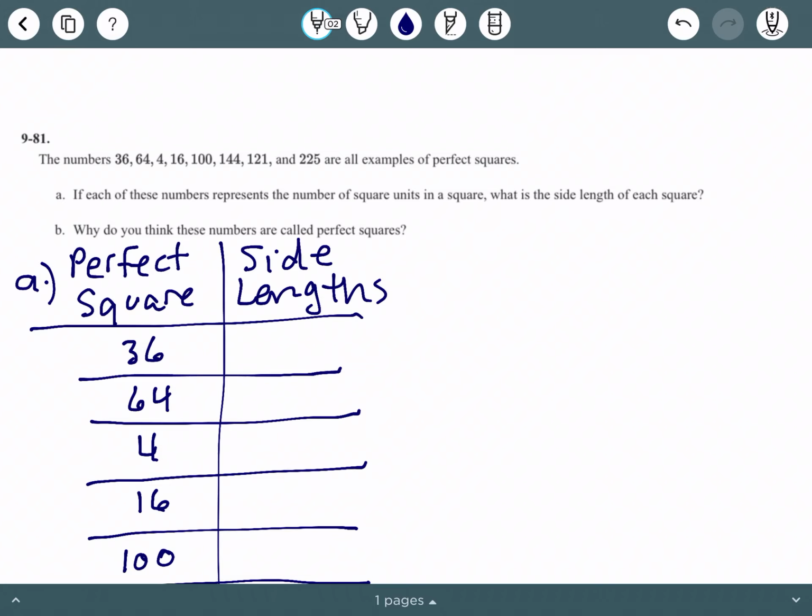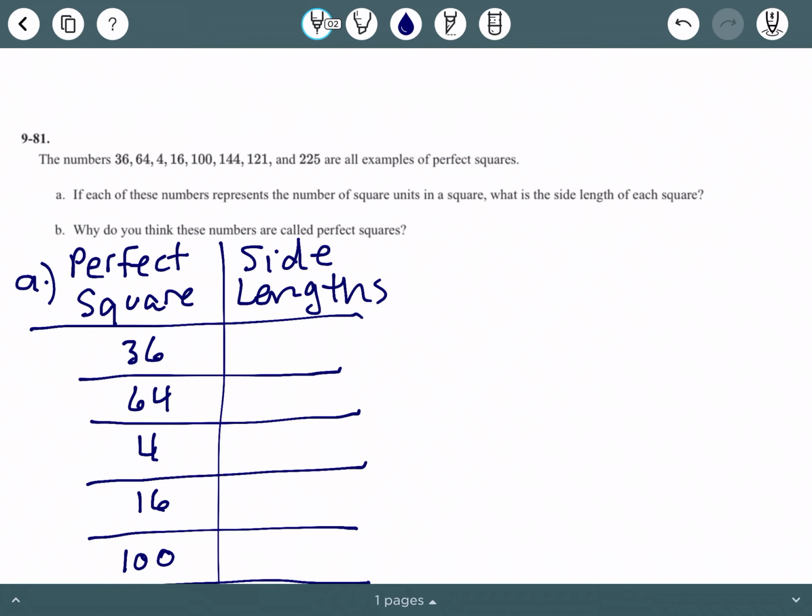981, the numbers 36, 64, 4, 16, 100, 144, 121, and 225 are all examples of perfect squares. Part A. If each of these numbers represents the number of square units in a square, what is the side length of each square? Well, we know that all squares have 4 sides, and all of those sides are equal.